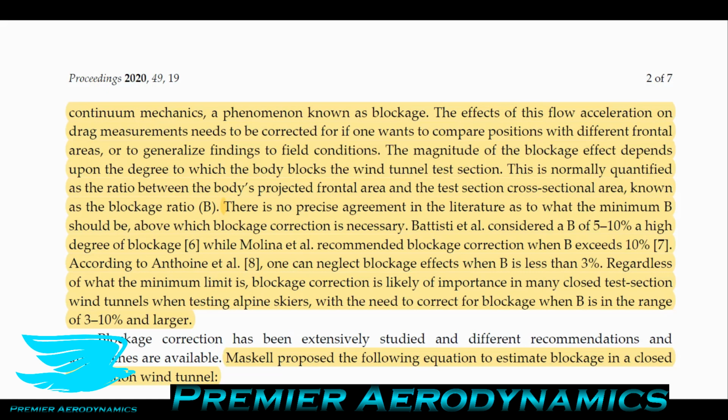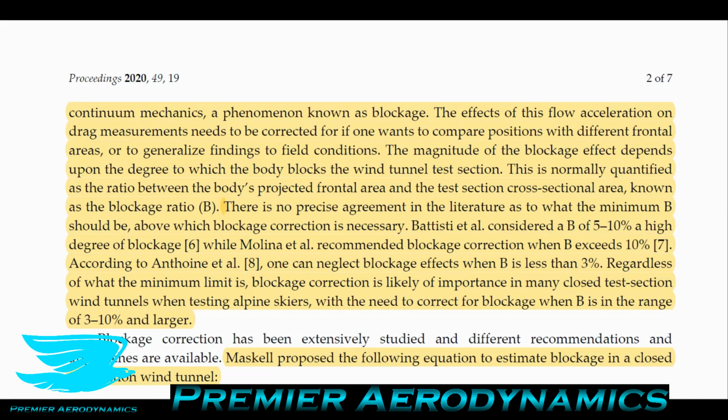They go on and say that there's no precise agreement as to what blockage ratio you will need to start applying corrections at. They say here, for example, there are some authors who say that 5 to 10% is when you should start doing it. Other authors say above 10%, others say above 3%. And in my experience, it's definitely 5% or above.